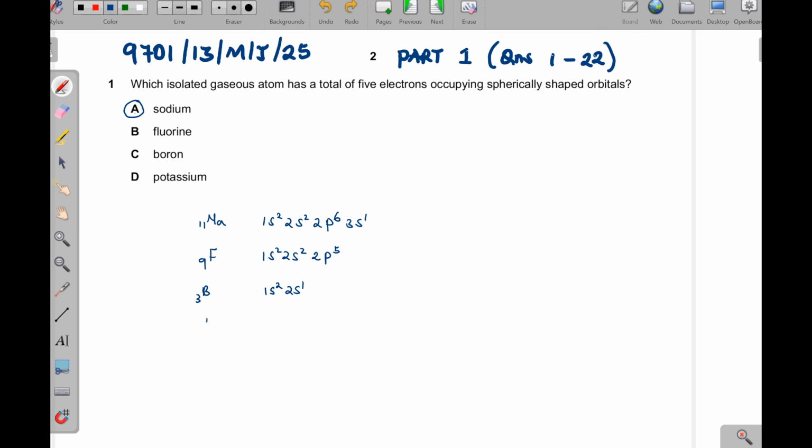Then lastly, we have potassium, which is in position 19. So 1s2, 2s2, 2p6, 3s2, 3p6. Also, these are 18. Then we shall have 4s1. So these s electrons, how many are they? 4, then 6, and then 7, but we need a 5. So the 5 came from A here, so the answer was A.